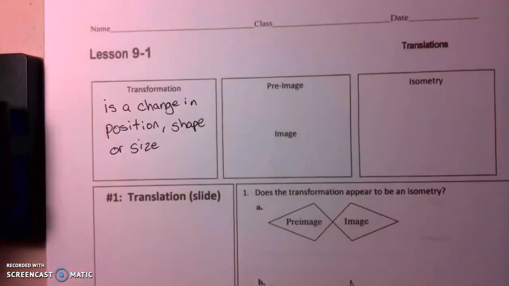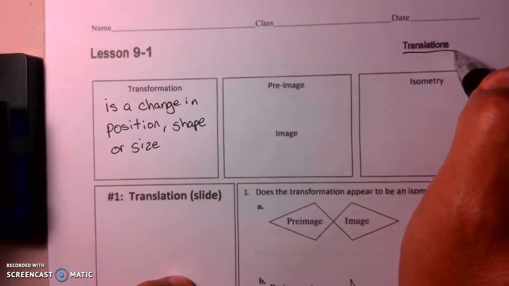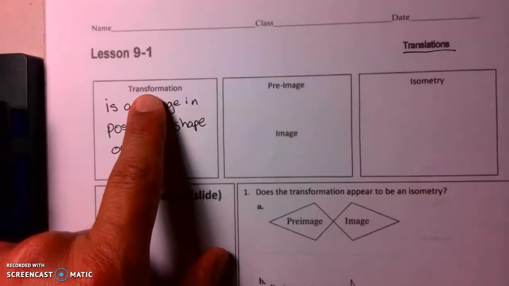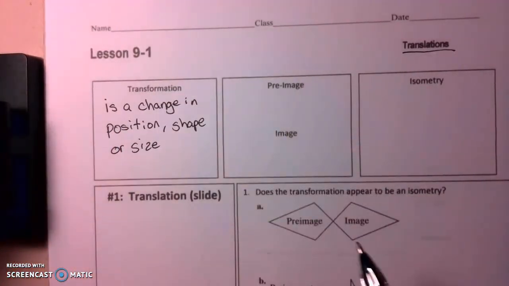With this transformation, there's going to be 4 major transformations. We're going to work with one that is called translation. We'll talk about that in a second. But all 4 movements fall under one umbrella called transformations.